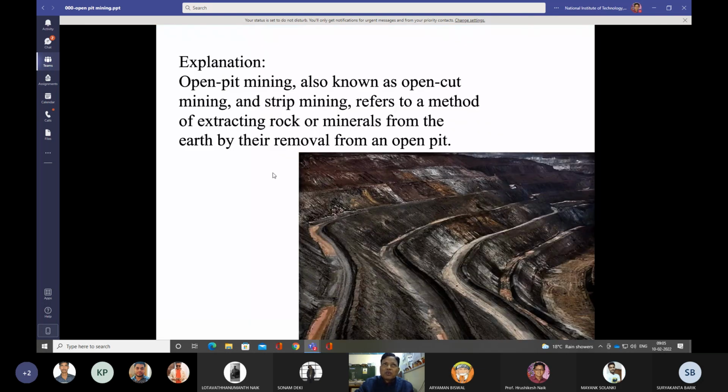So the open pit mining is also known as open cut mining and strip mining, which refers to a method of extracting rock or minerals from the earth by their removal from an open pit. Here also, it is clearly visible how the roads are going and how the benches are formed. So this is the mine which is called open cut mining or open pit mining.